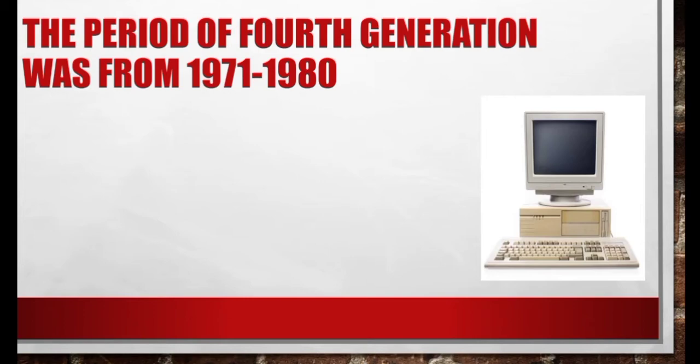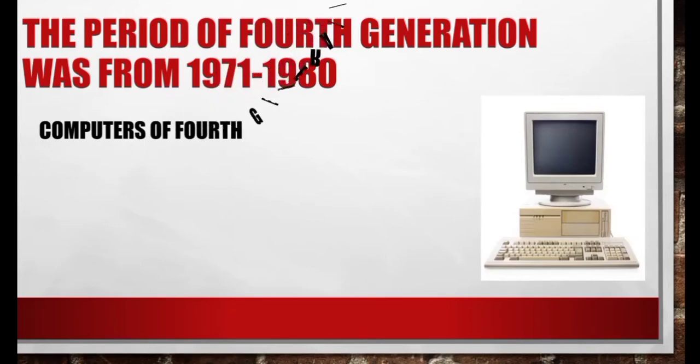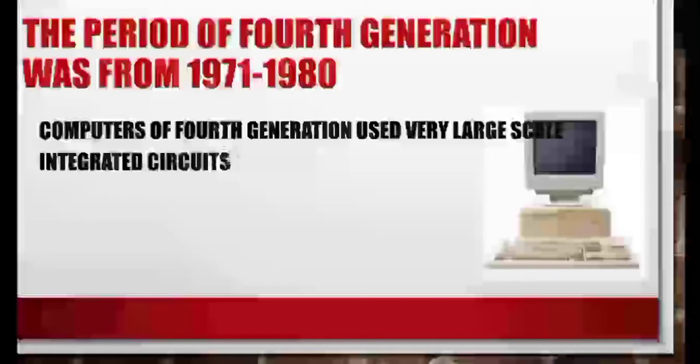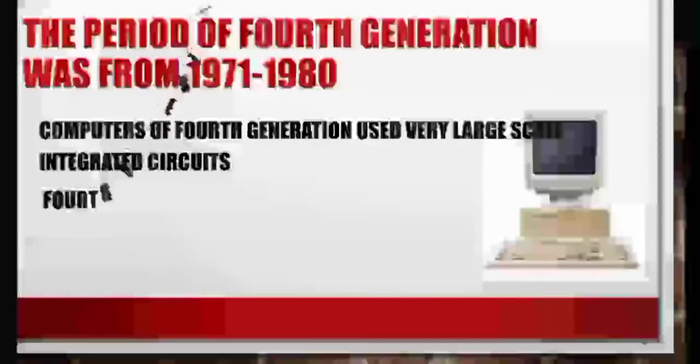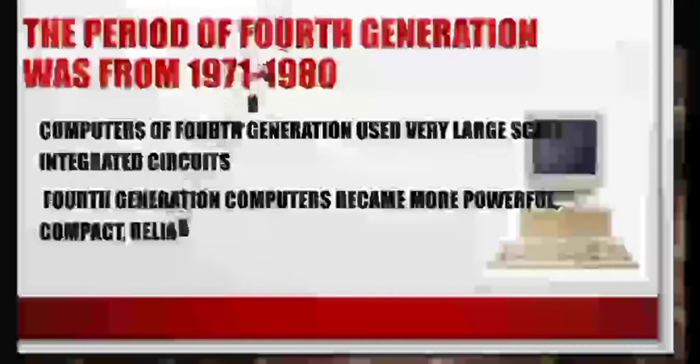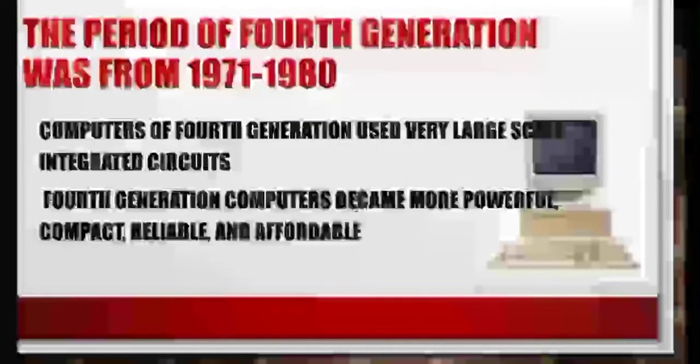You can see the improvement: the monitor, the CPU, and the keyboard are quite more advanced. They were even smaller in size. It was between 1971 and 1980. So you saw that the previous generation used the integrated circuit. What about the fourth generation? Computers of the fourth generation used very large scale integrated circuits, not just integrated circuits, but very large scale integrated circuits. So fourth generation computers became more powerful, compatible, reliable, and affordable.